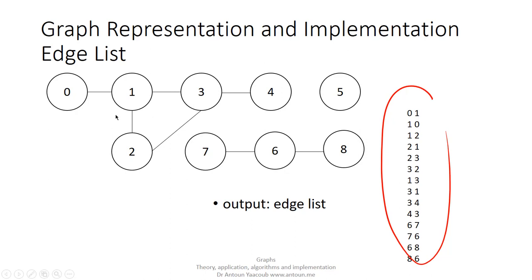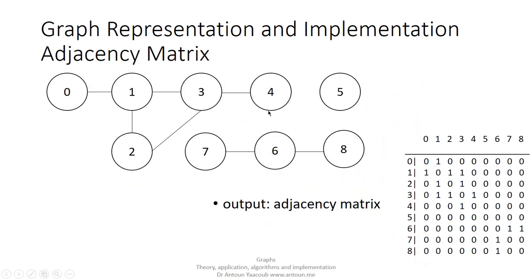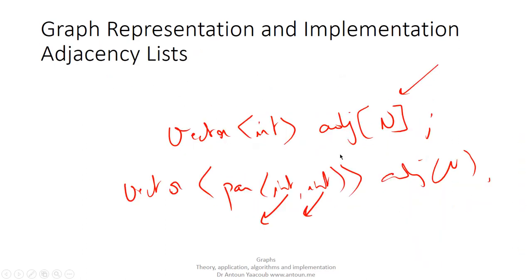If I have a weighted graph and I want to calculate the edge list, obviously I need to read the weights. So the input would be like this. Where's the input?